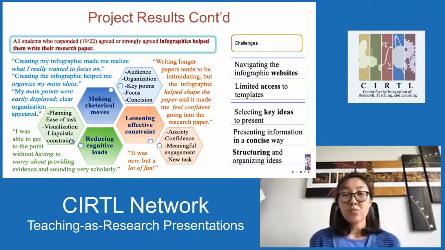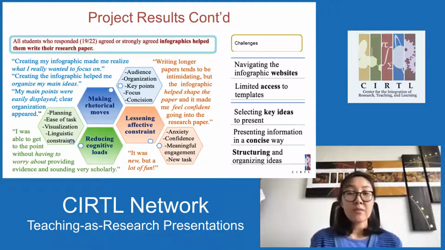The second theme was lessening affective constraints, and these were students reporting reduced anxiety and boosted confidence, as well as meaningful engagement in an activity that is, for most of them, a new task. For example, one student said, "Writing long papers tends to be intimidating, but the infographic helped shape the paper and it made me feel confident going into the research paper." Another student said, "It was new, but a lot of fun."